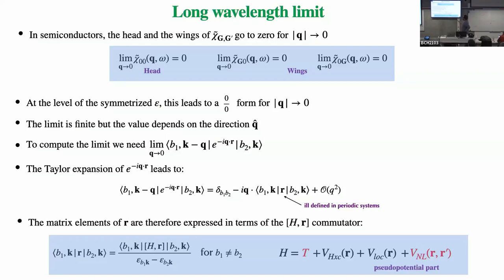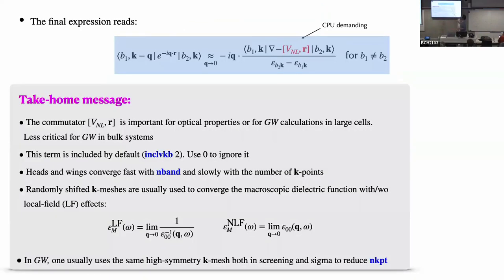The problem is that from the point of view of the implementation, we have to compute the limit of these matrix elements for Q tending to zero. And if you do some algebra, you can express the matrix elements of the position operator, which are ill-defined when you enforce periodic boundary conditions. You can express this operator in terms of the commutator between the Kohn-Sham Hamiltonian and the position operator. There's a lot of algebra involved, but the main result is that these matrix elements can be expressed in terms of the commutator of the Hamiltonian.